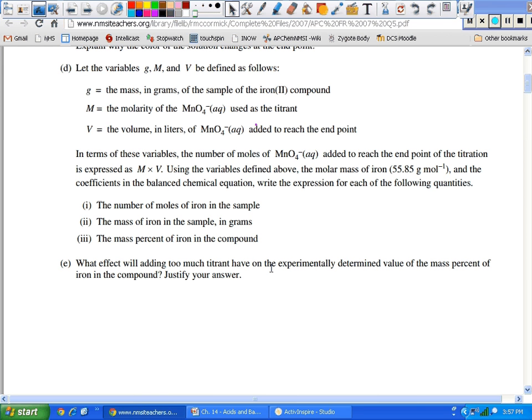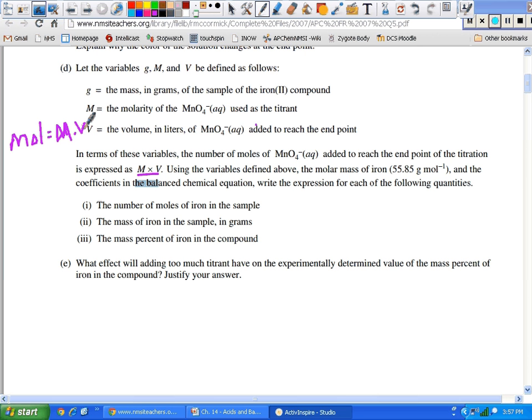See, honestly, in terms of these variables, the number of moles of permanganate added to reach the end point of the titration is expressed as M times V, because that's concentration times volume. How do we know that? Because moles equals molarity times volume. That should be easy, using variables. Does that make sense? So is that what we do for I?